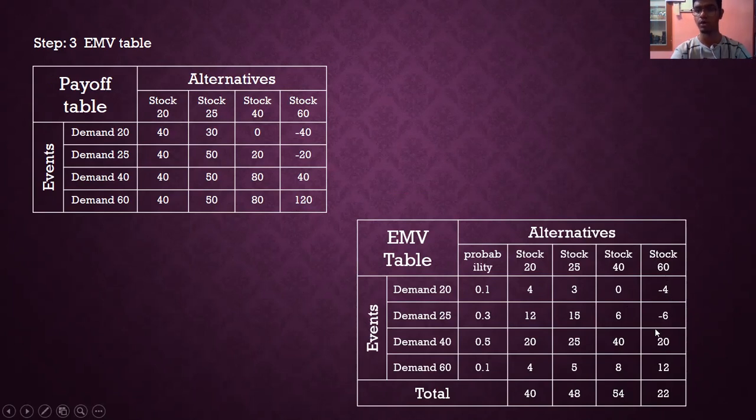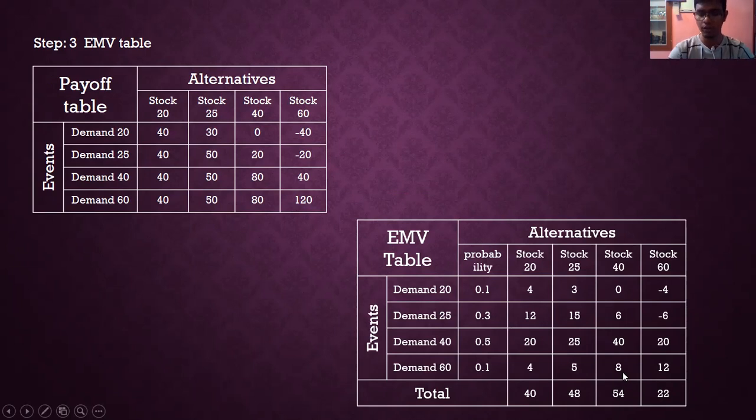So minus 4 minus 4 plus minus 6 plus 20 plus 12. First we'll add the positives, then we'll subtract minus 6 and minus 4. So by adding and subtracting, we'll get a total of 22. Now we got a total for all these stocks. For stock 20, the total is 40, for stock 25, the total is 48, for stock 40, the total is 54, and for stock 60, the total is 22.